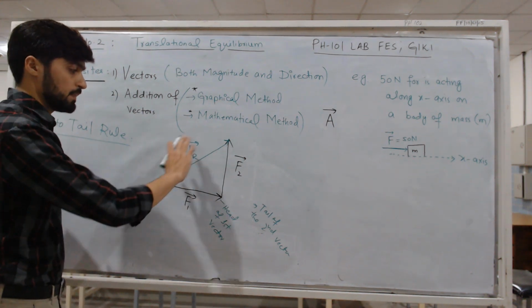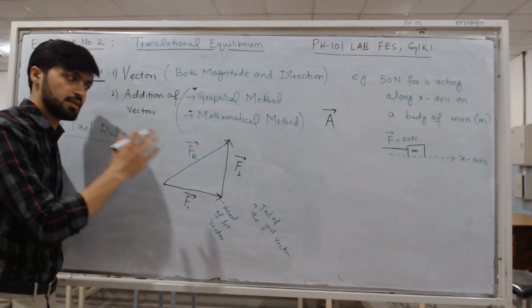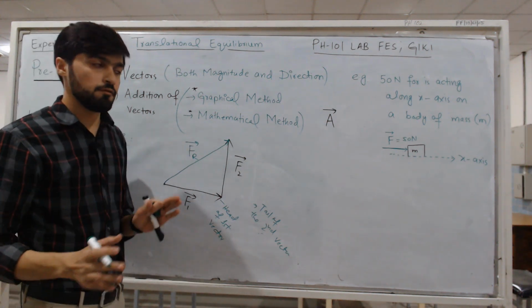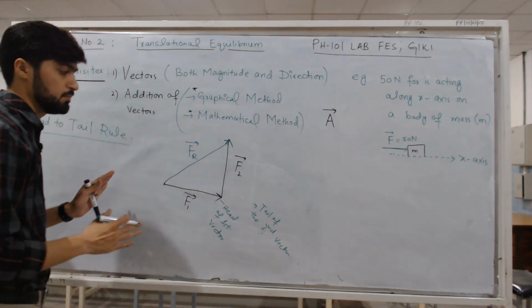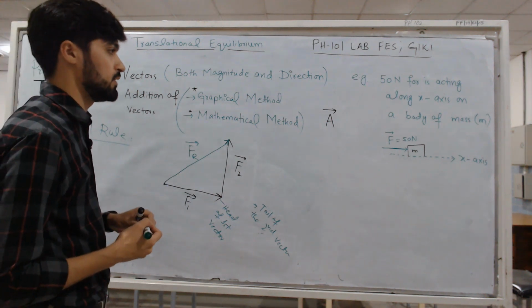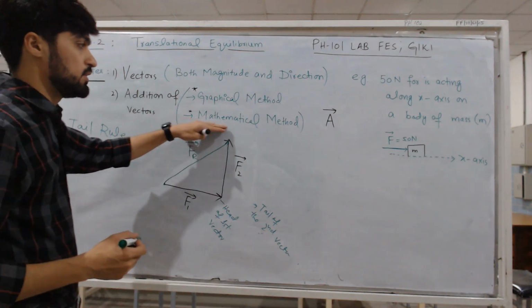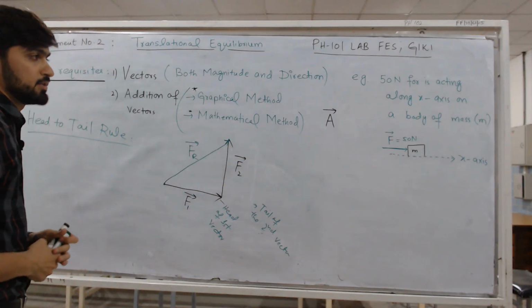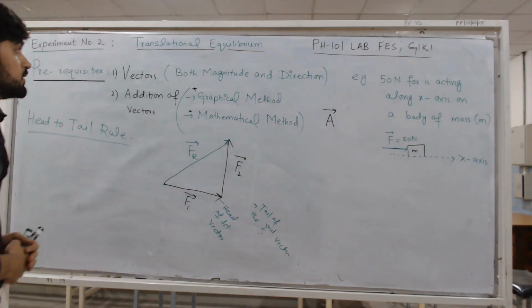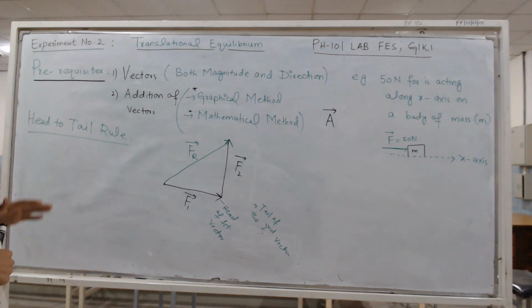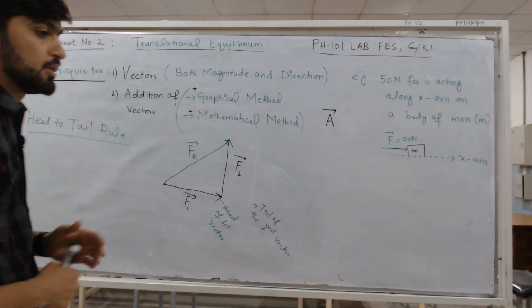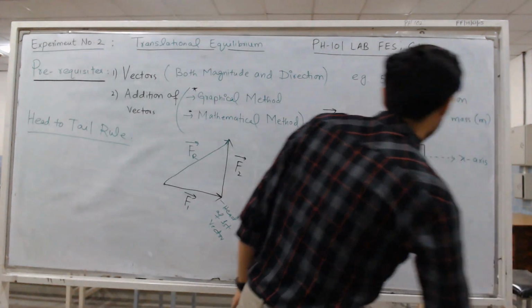So actually this is the way how to represent vectors graphically. So we will be using a proper scale for them, but this is just a simple example to add the vectors graphically. We will be discussing the mathematical method in our theory and calculations part. So the next thing is, this was all about the prerequisites. Now we will discuss translational equilibrium shortly. So this experiment is about translational equilibrium.